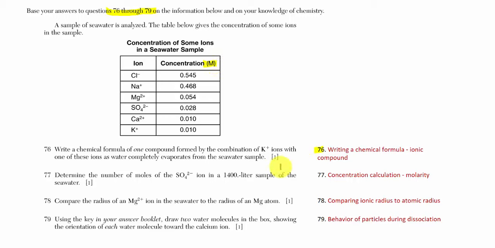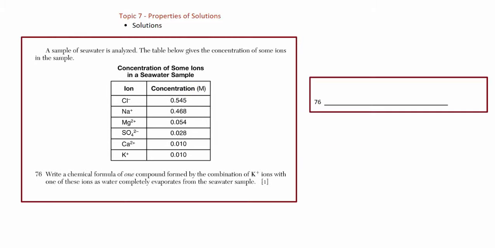We're going to be asked to consider a chemical formula for an ionic compound that forms from these ions. We're going to do a concentration calculation in molarity. We're going to be asked to talk about the ionic radius of some of these ions, and we're also going to be asked to discuss the behavior of these particles as they were dissolved into the seawater. Let's begin with 76.